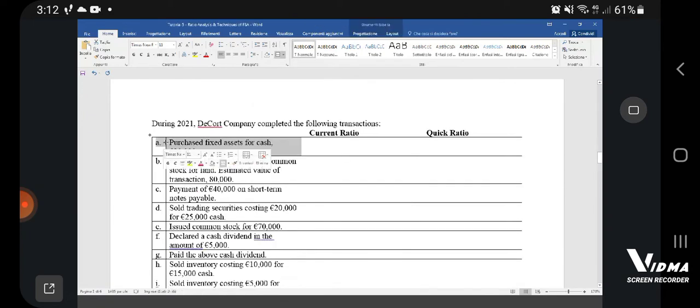If we purchase fixed assets for cash, or do you need a break before we continue? I think that a 5 minute break is okay, over which I'm going to complete this table, and then we continue after 5 minutes, okay?